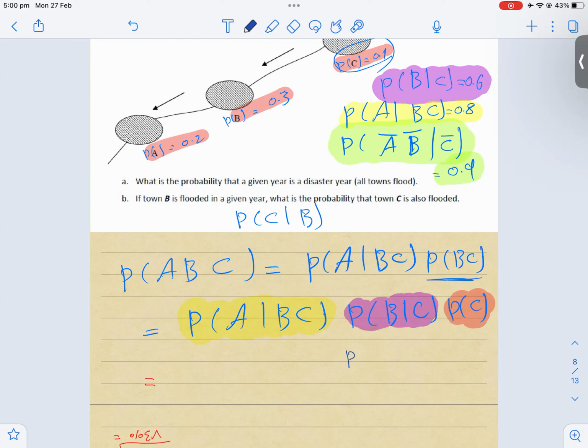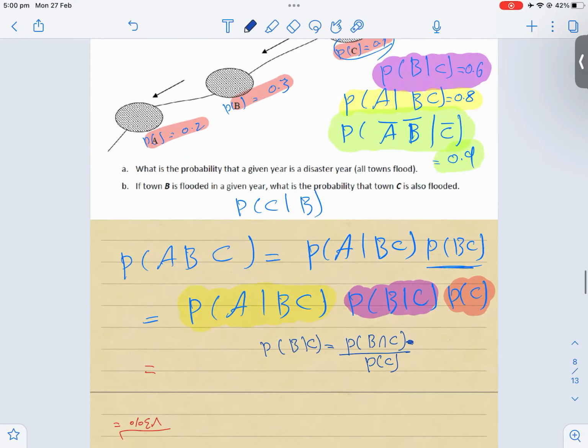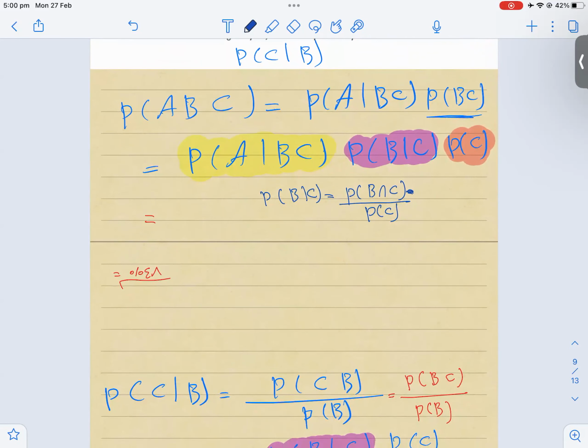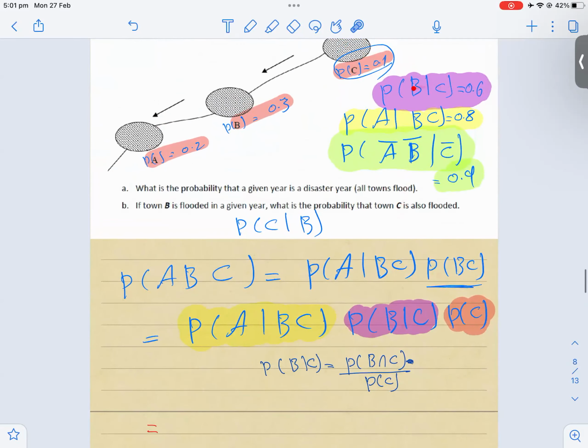So probability of B intersection C is equal, actually, probability of B conditioned on C times probability of C. So I used this one. I used this little one, so I wrote this one. Okay, so the purple one is given here, 6/10. The yellow part is given here. The probability of C is definitely given to us.